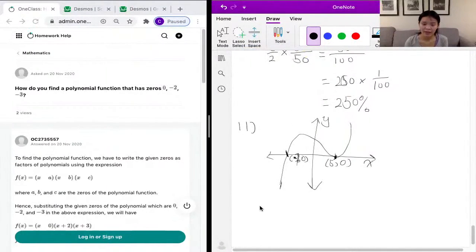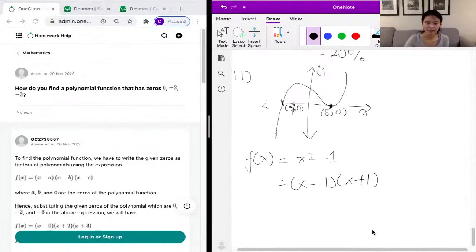Okay, now let's look at a separate function. Let's say there's a function f(x) that equals x squared minus 1. We just need to factor it. I'll just do it quickly for you. Once you factor it, that function would be x minus 1 times x plus 1.